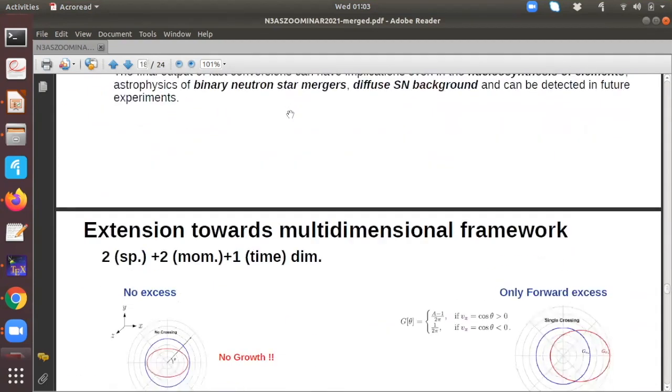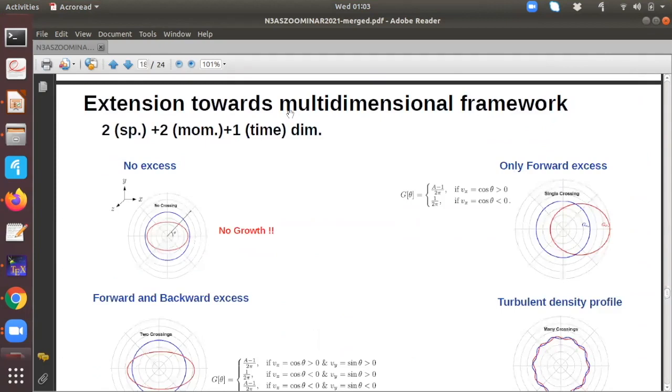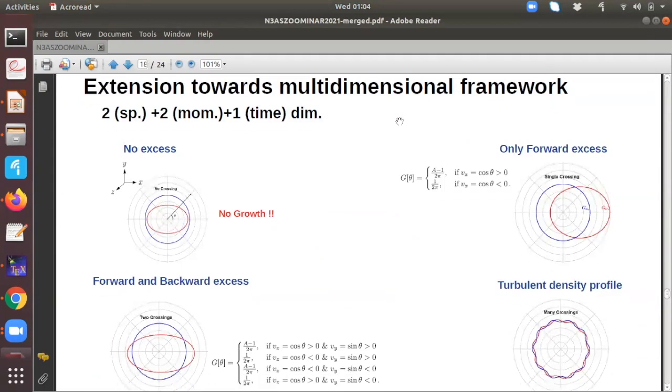Now, in the next part of my talk, I will introduce how we extended our system to a multidimensional framework, in a 2+2+1 dimensional system.